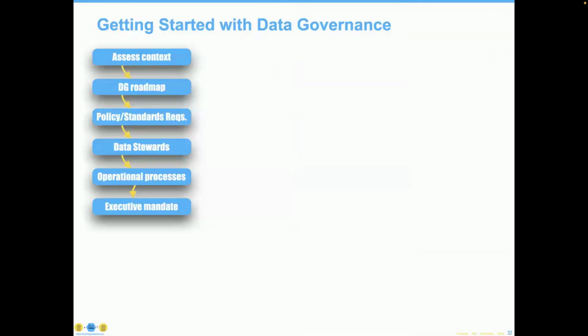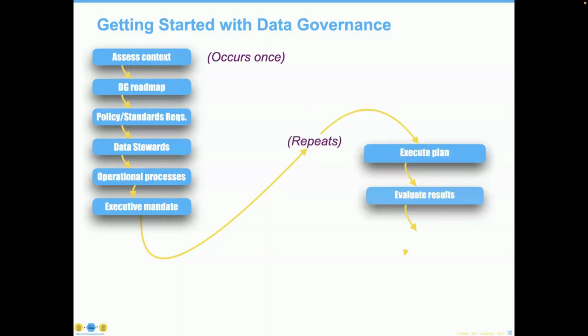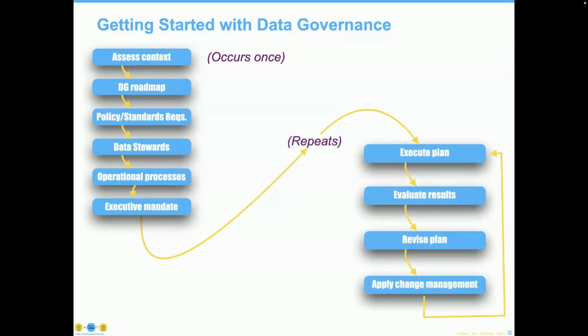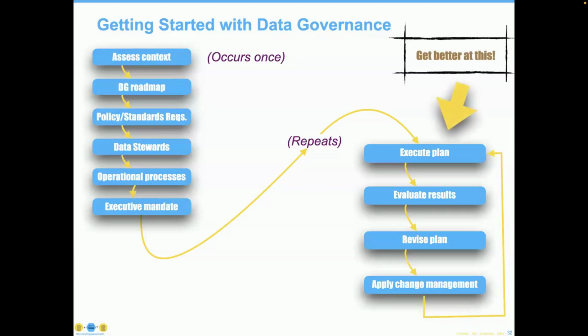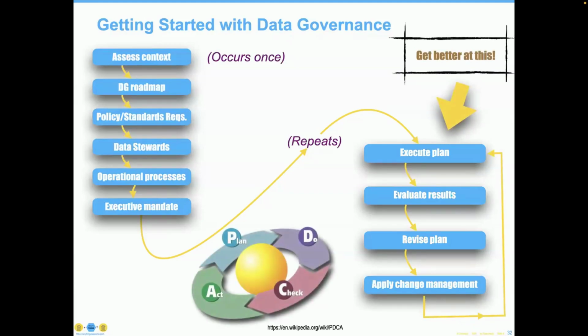When you're looking at getting started with data governance, there's all this stuff that you're supposed to put together in the beginning that gives you an idea of where you're going. But don't spend a lot of time on this because it only occurs once. What happens is that you'll then get into a series of adaptive processes that will allow you to improve your practice. And this is the part that you really need to get better at, focusing in on this.